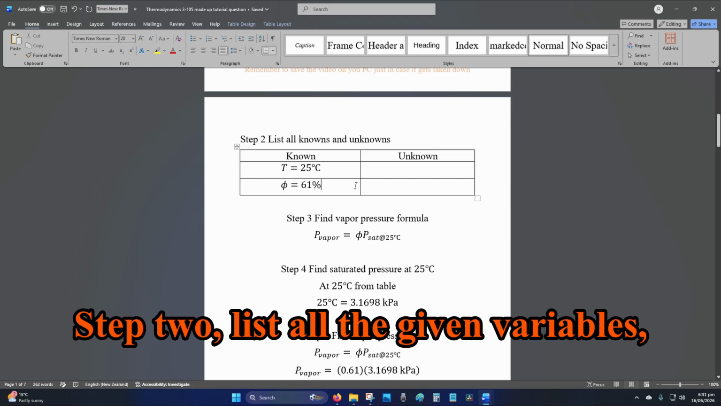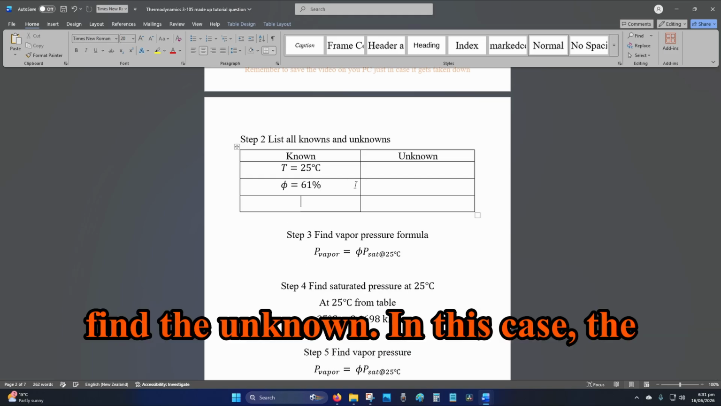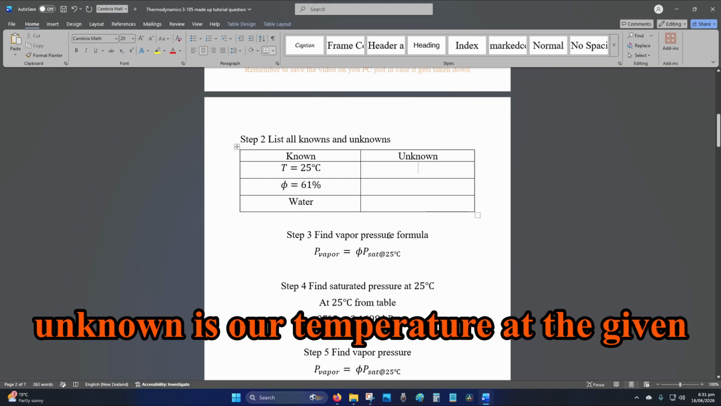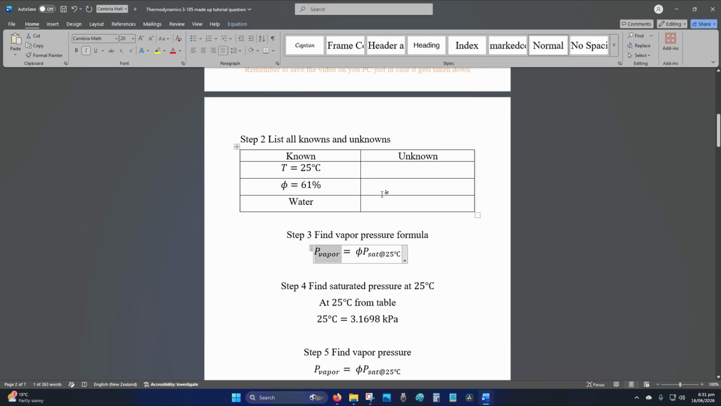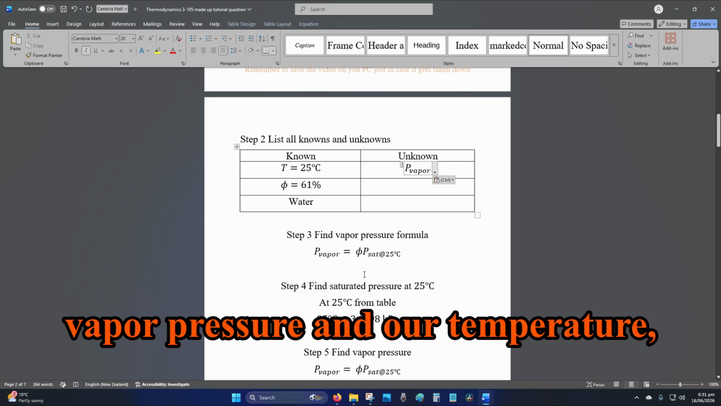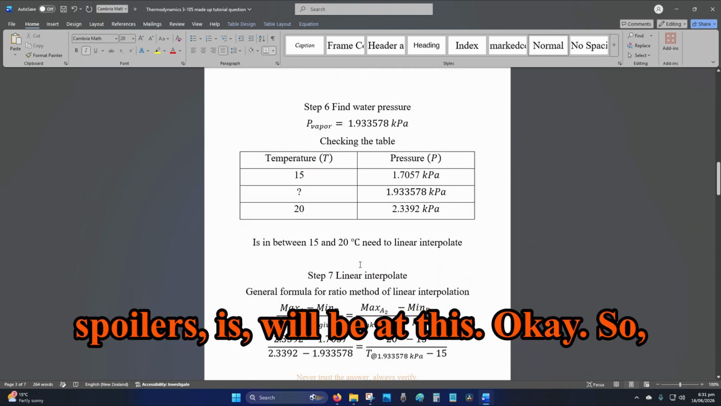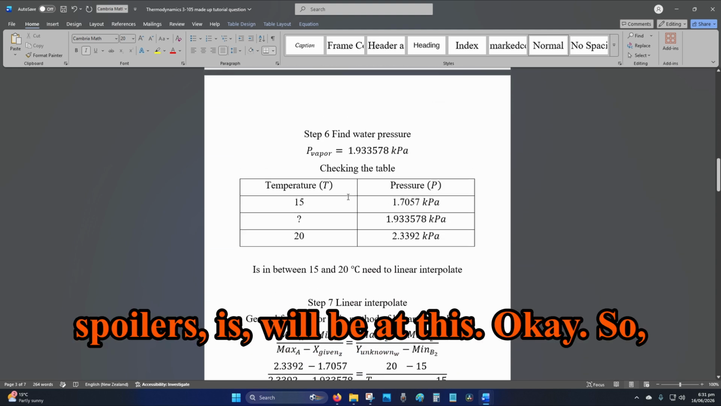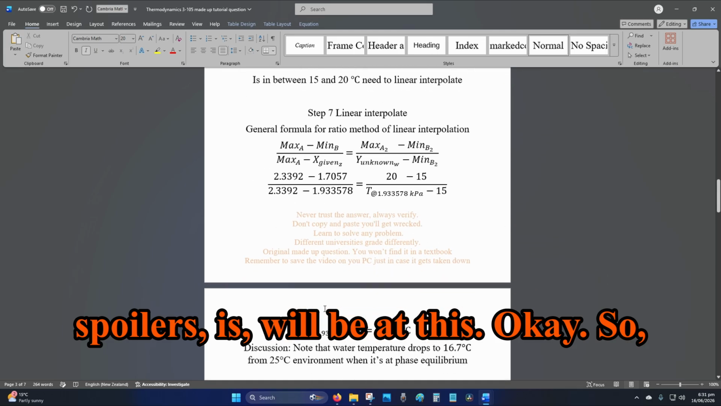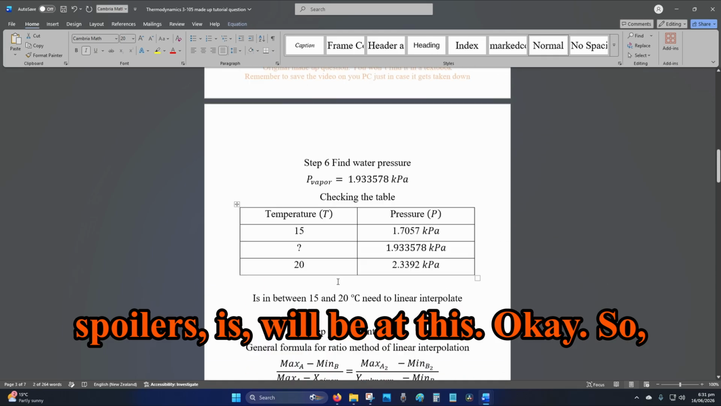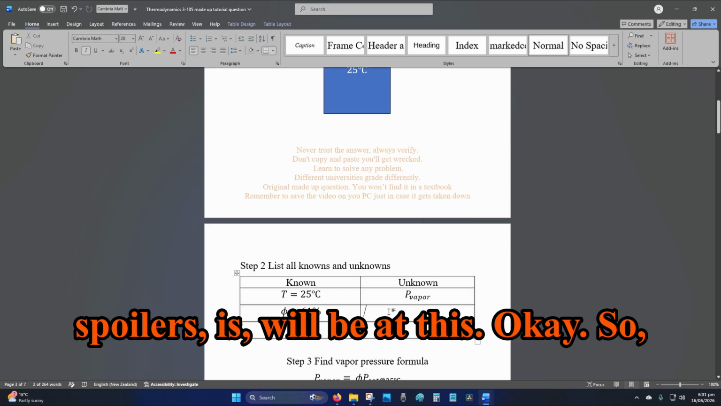Step 2, list all the given variables. Find the unknown. In this case, the unknown is our temperature at the given vapor pressure, and our temperature, spoilers, will be at this. Okay.